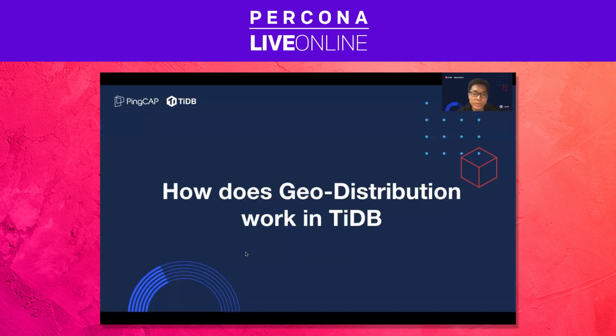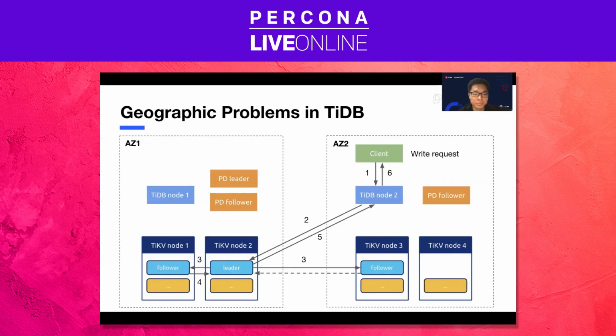I've introduced the internals of TiDB. Now let's see how geo-distribution works in TiDB. Before introducing the solutions, let's see what problems may happen in TiDB.